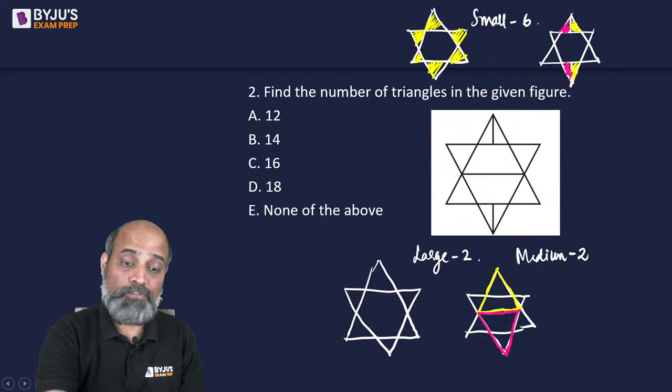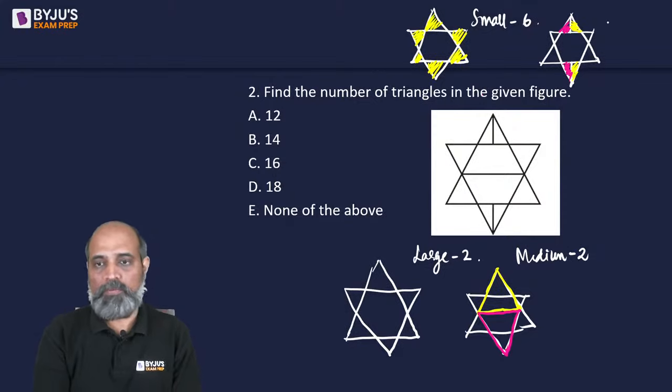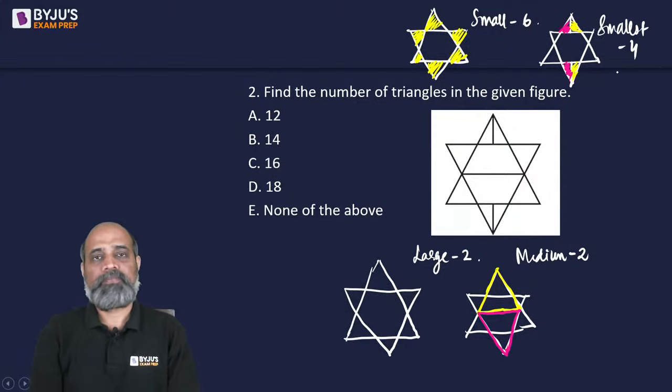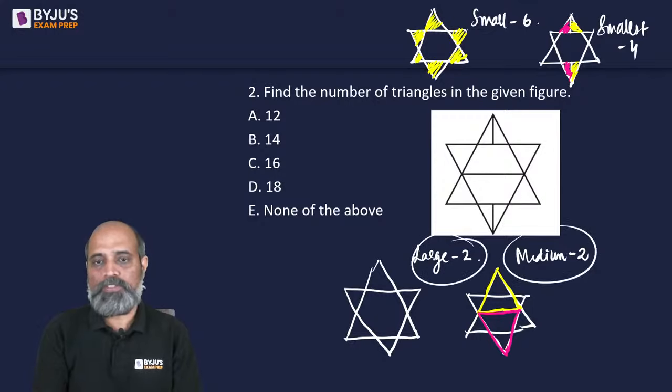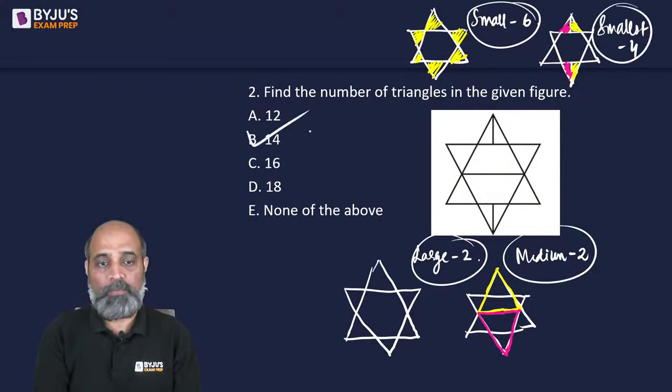So we get 4 smallest triangles. So if I talk about smallest triangles, we get another 4. So this is how you proceed slowly. Now add all the triangles that you have got. 2 plus 2, 4, 4 plus 6, 10, 10 plus 4, 14. So B is your answer.